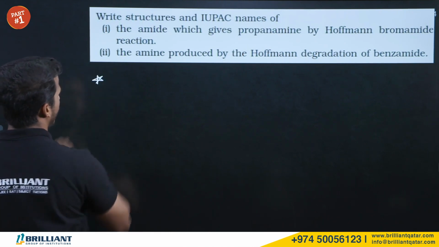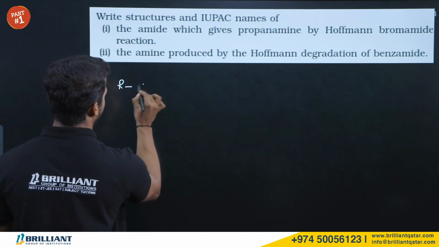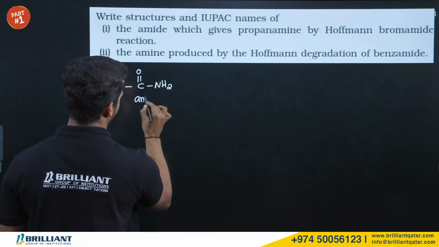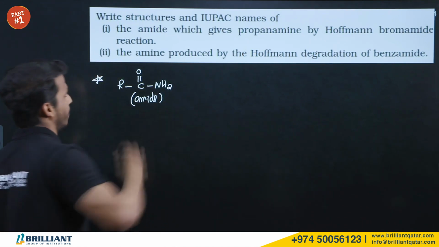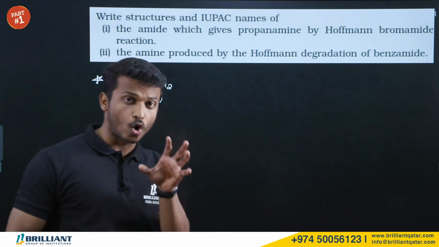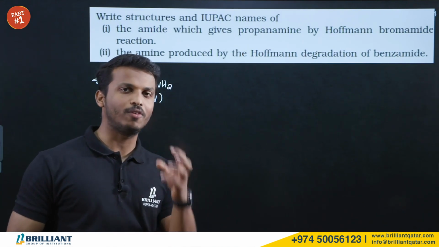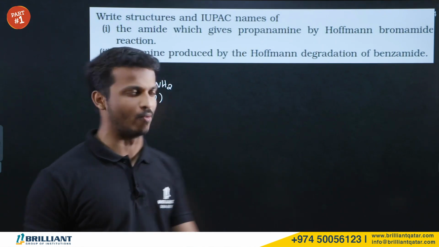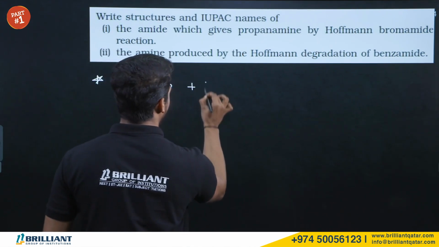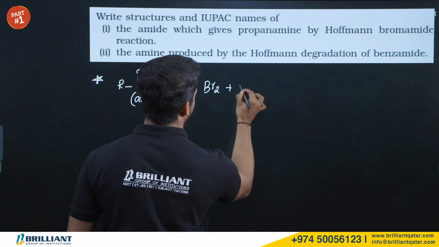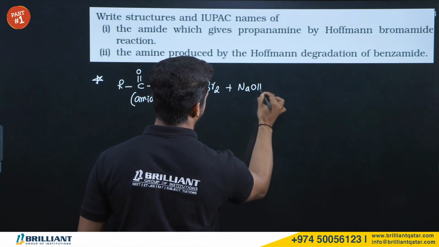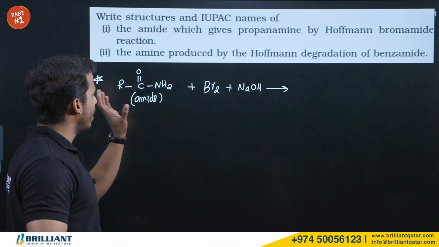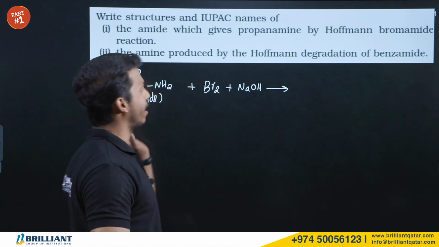In the Hoffmann bromamide reaction, your starting material is an amide. RCONH2 is called what? The amide. The name Hoffmann bromamide itself gives you some idea: bromine and amide are the reacting ones. So, amide is ready. Let me take bromine. This reaction is carried out in the presence of a base, for example, NaOH, an alkali. What happens when amide is treated with bromine and alkali NaOH?